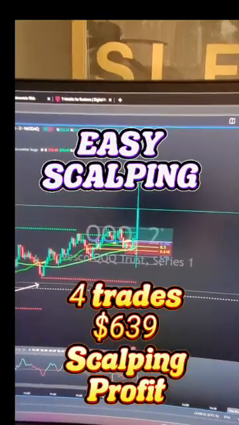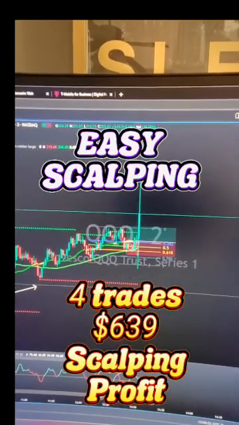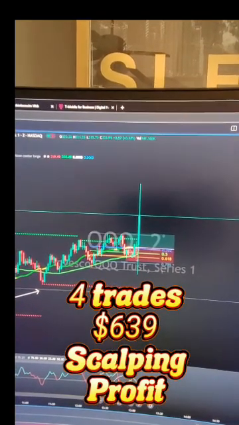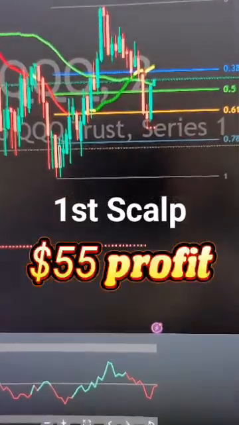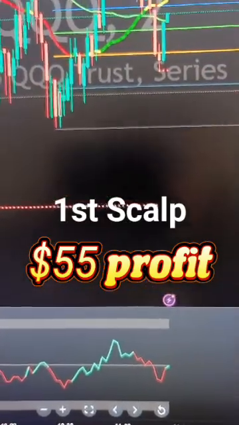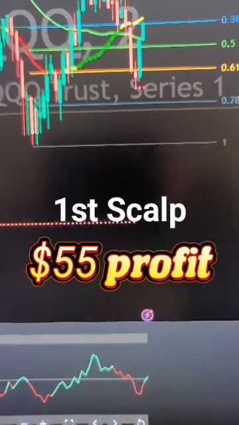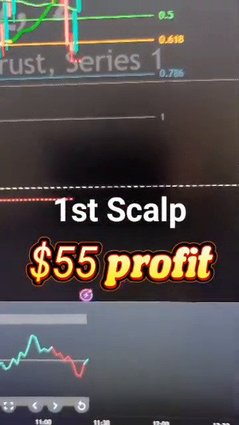Good. I would like to share how we do a scalp trade every day. We're not aiming for big gains. We just aim for a small profit, but constantly we're in and out. That's the way we scalp. In this case, the first scalp that we did, we had 55 profit.